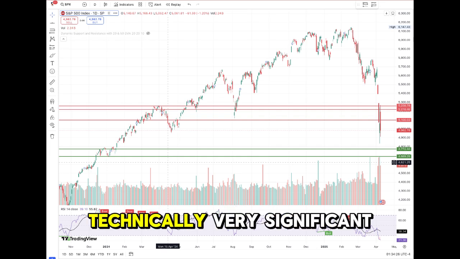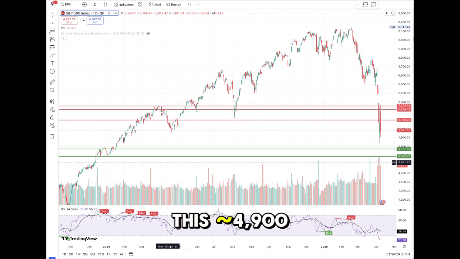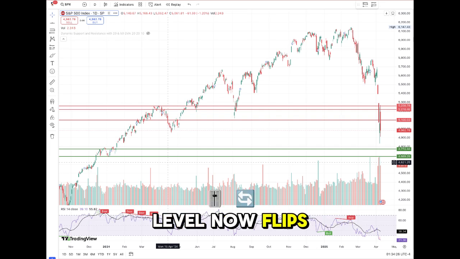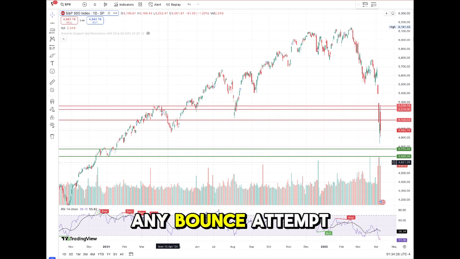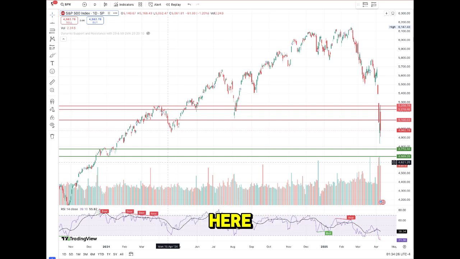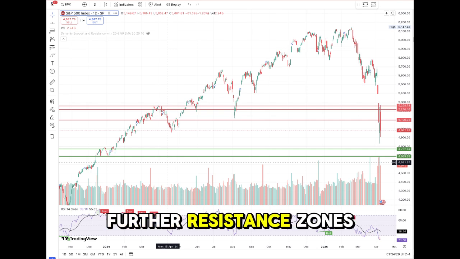This breakdown is technically very significant. This approximately 4,900 level now flips to become major resistance. Any bounce attempt will likely face heavy selling pressure here. Above that, approximately 5,100 and approximately 5,280 are further resistance zones.